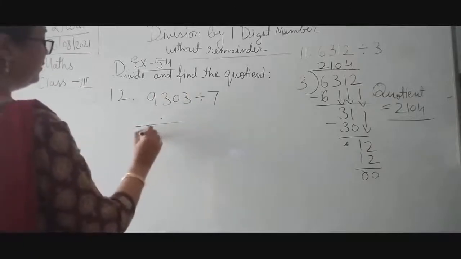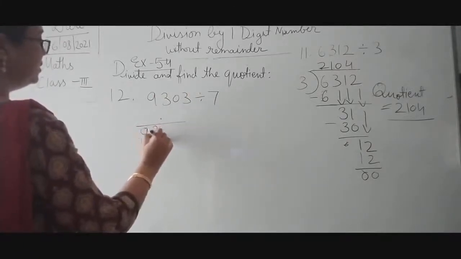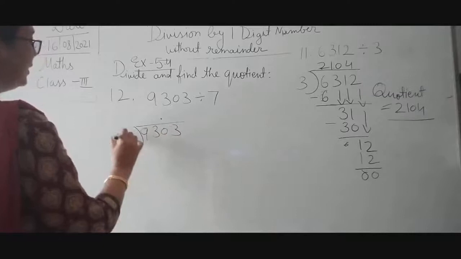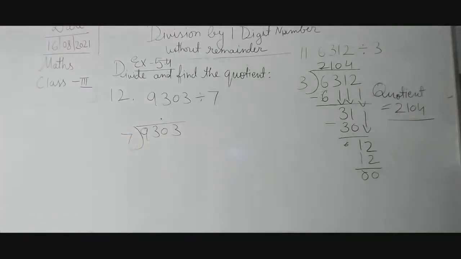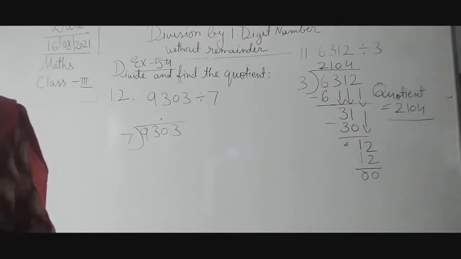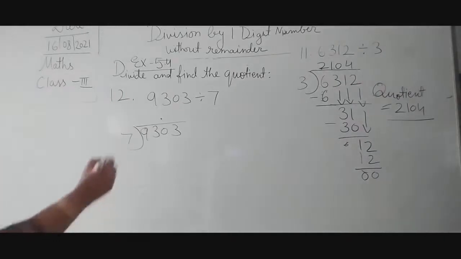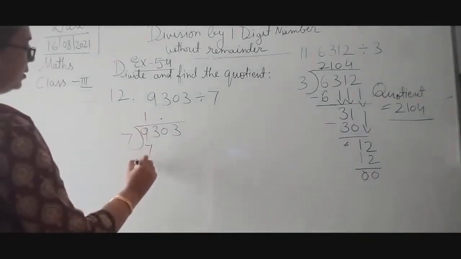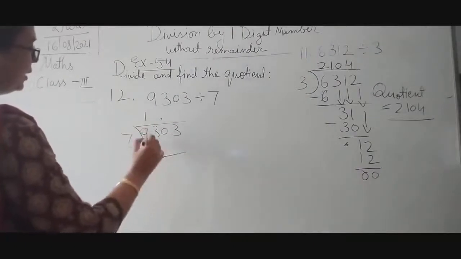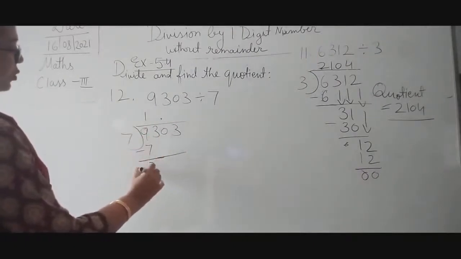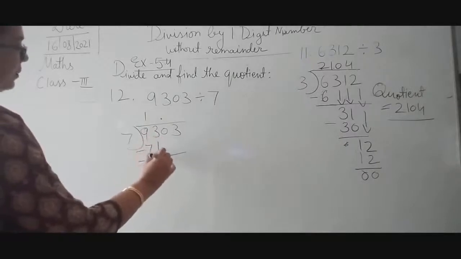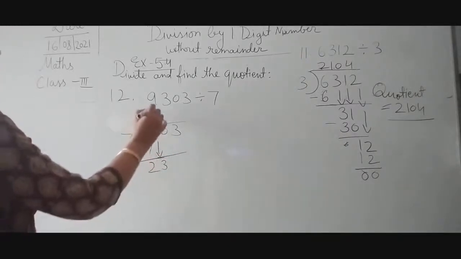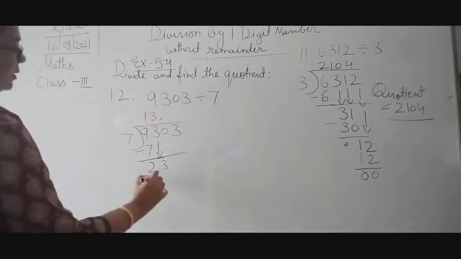So first of all we will write 9303 divided by 7. So let's start telling the table of 7. How many times we will get this number, children? So first of all, 7 ones are 7. So we are getting over here 9 minus 7, we will get 2. Then 3 will be placed over here. 7 threes are 21.